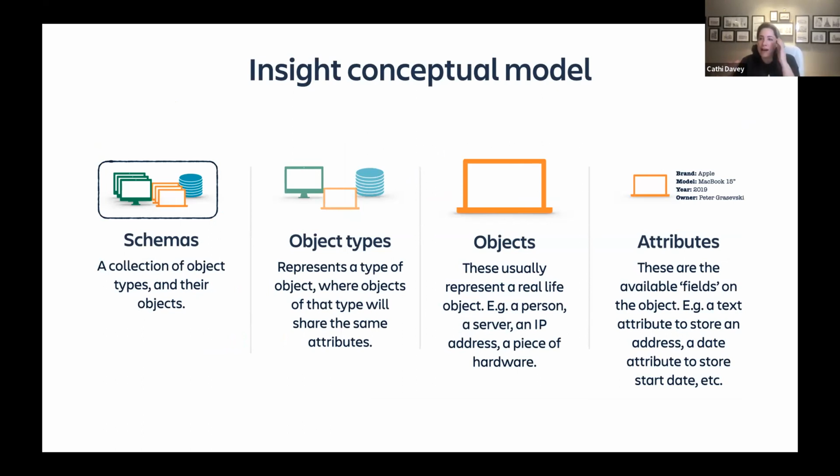In terms of just how Insight is set up, the first part is the schemas. Think of that as the grouping, right? That's kind of the big bucket. So if you want to target, we'll take IT, you know, employee assets as kind of the schema. There might be different object types in there, which could be monitors and laptops and tablets and phones and things like that. The objects themselves are going to be the instances of that object type.